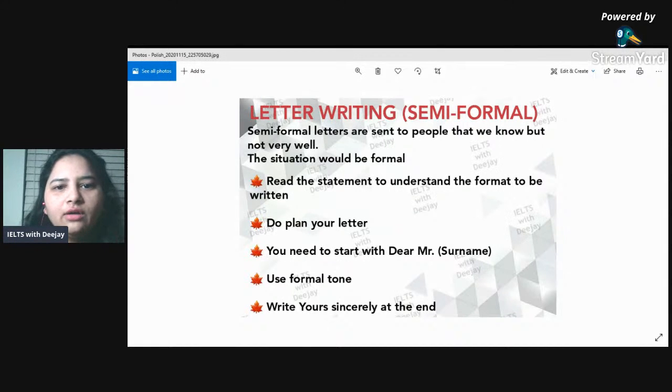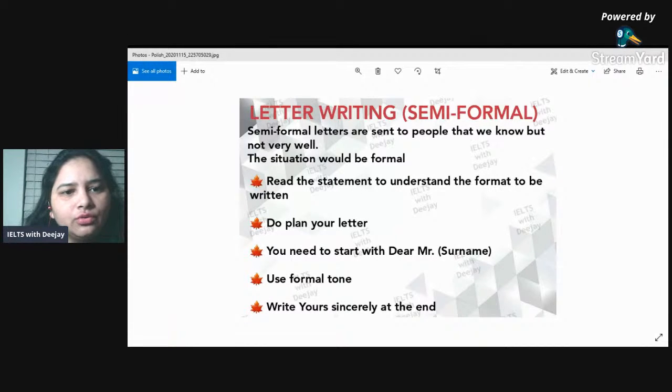So this is how we come to know semi-formal letters are sent to people that we know, but not very well. Just in a formal way. The situation is going to be formal. What we have to do is we need to read the statement to understand the format to be written. Then we need to plan the letter, and then we will start with Dear Mr. and the surname we can use here if we know. Otherwise, we can use sir as well.